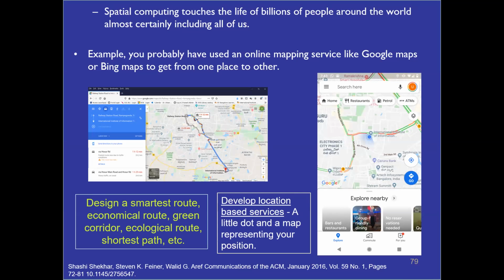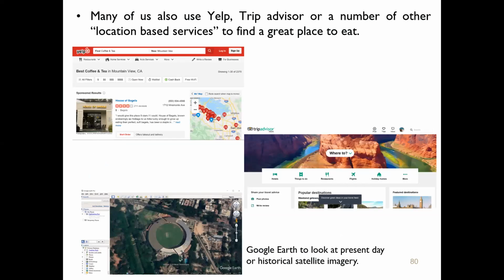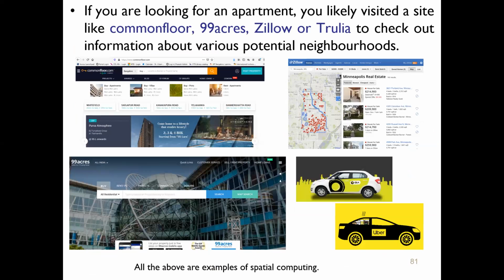Think about designing a smartest route, economical route, green corridor, or think about trying to use Yelp, TripAdvisor, or trying to book an Ola, Uber, or looking at an apartment through CommonFloor, etc. All of these applications use various algorithms for spatial computing.